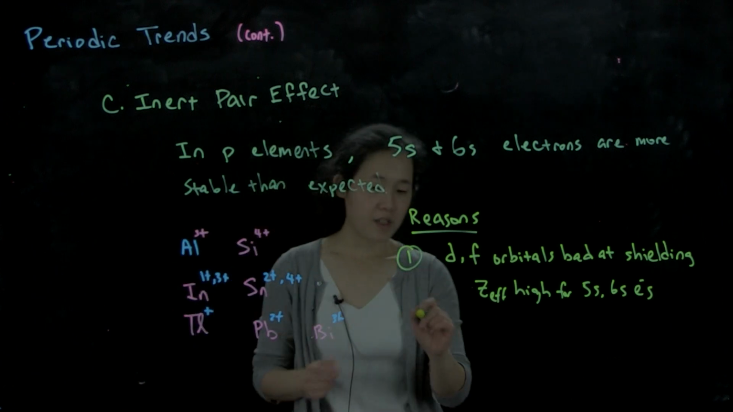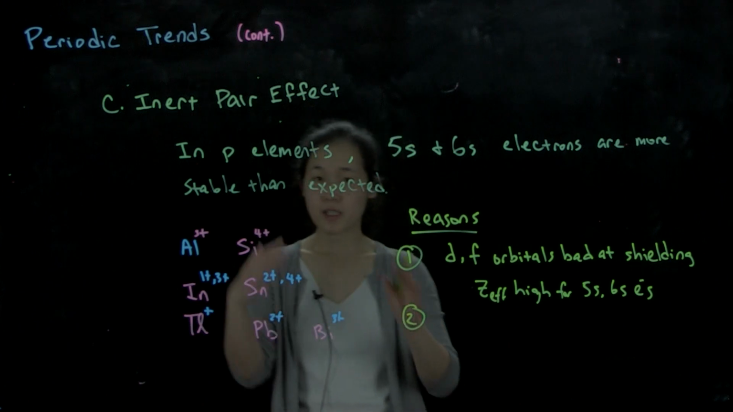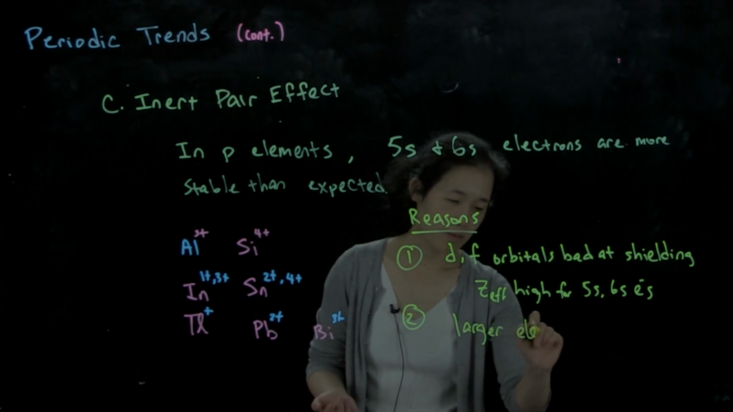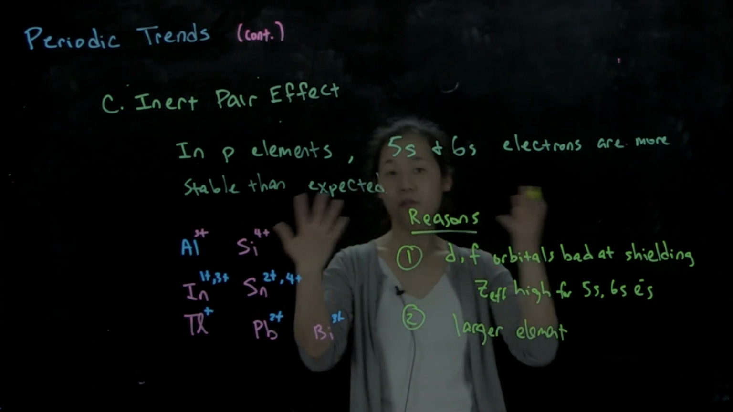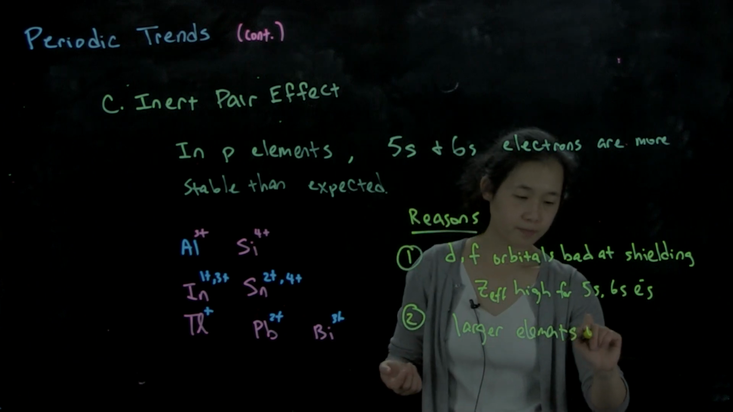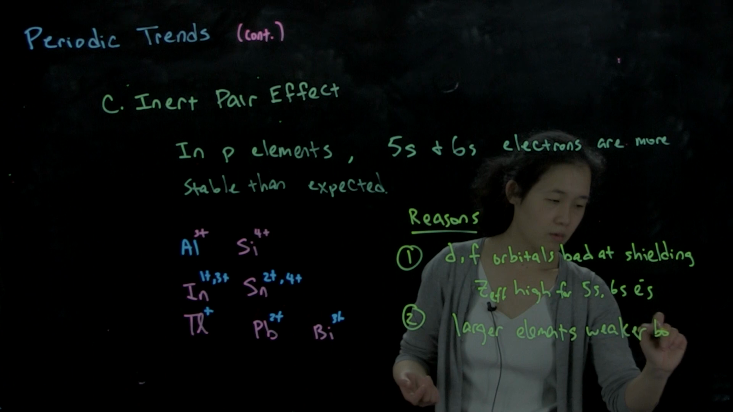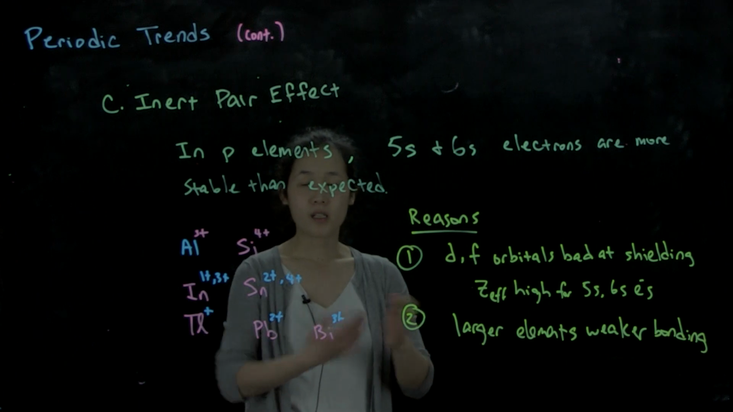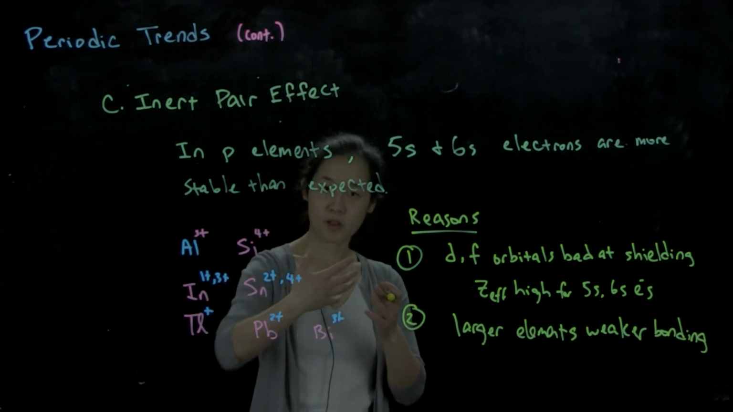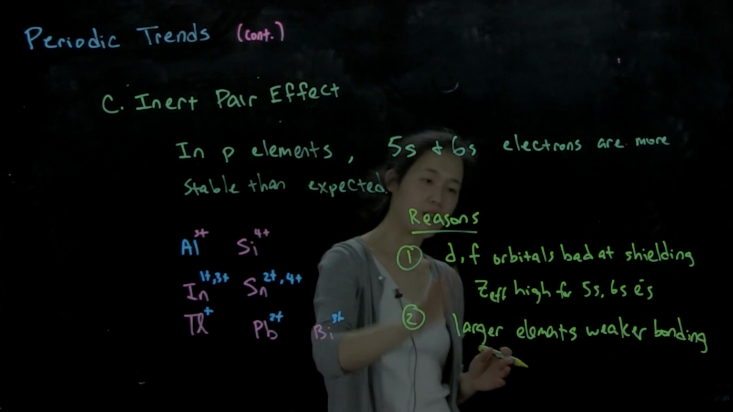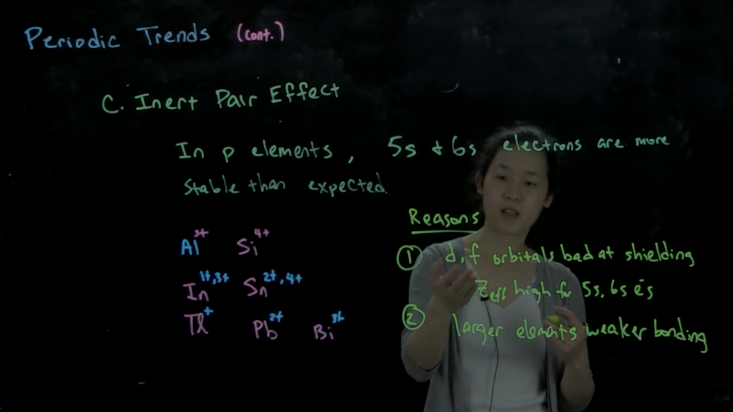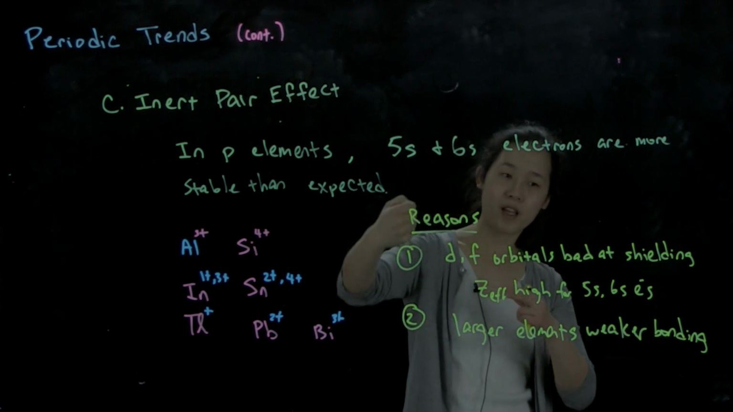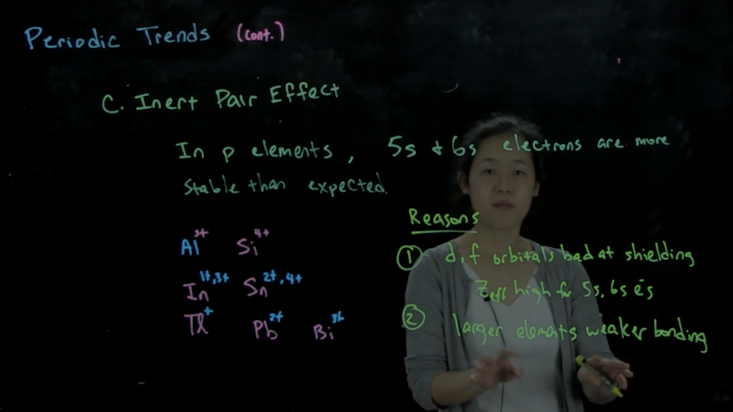The second reason is, we just talked about it, but larger elements have weaker bonding. And that's because the orbitals are more diffuse, so the overlap is worse. So when you think about forming a bond between, let's say, thallium and chlorine, we want to get those electrons out to share with the chlorine. And these 5s and 6s electrons are held very tightly to the nucleus because of this high Z effective. So the energy price you want to pay to form that bond and get that electron away is not sufficient because of the weaker bonding.